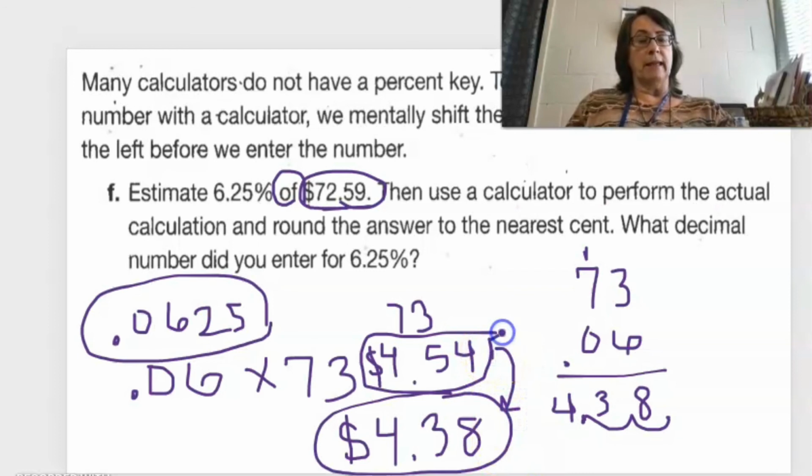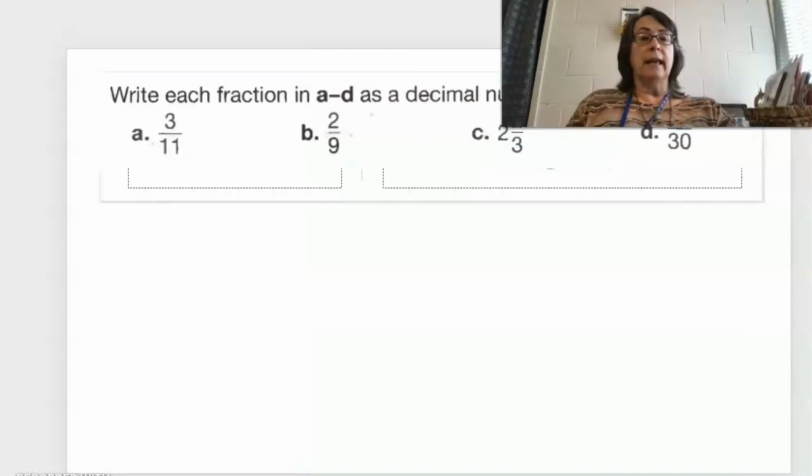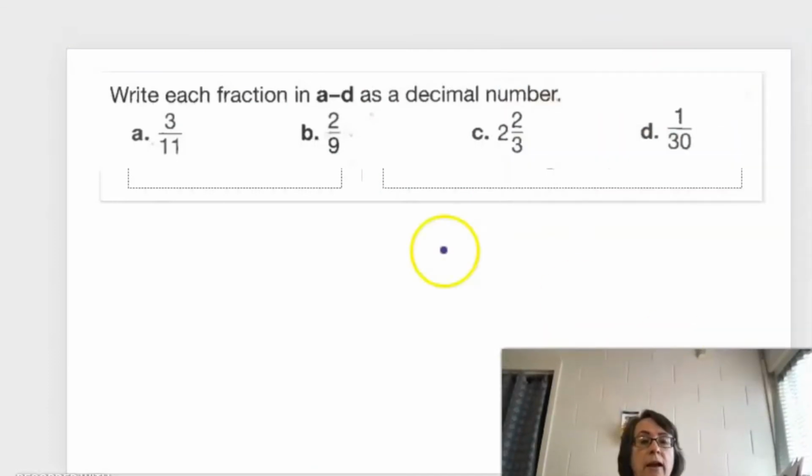So we didn't do so bad with our estimation. It sure did make the calculation better. Okay, so we were what, 16 cents off of what the actual tax would be. That wasn't too bad. All right, so now we're going to start our practice set. It says write each fraction in A through D as a decimal number.